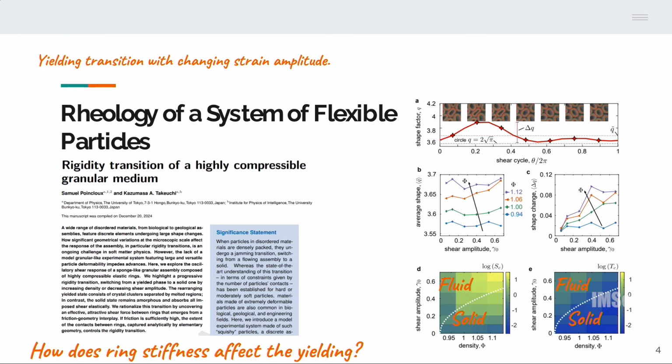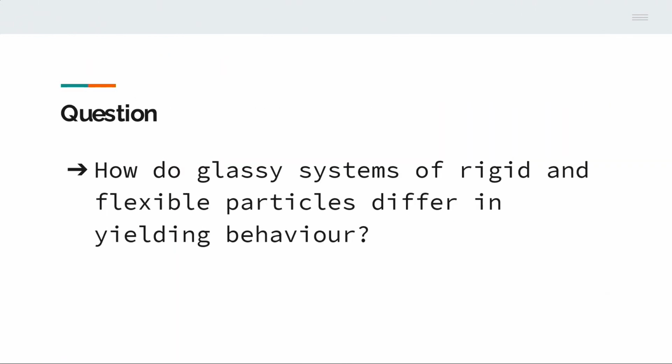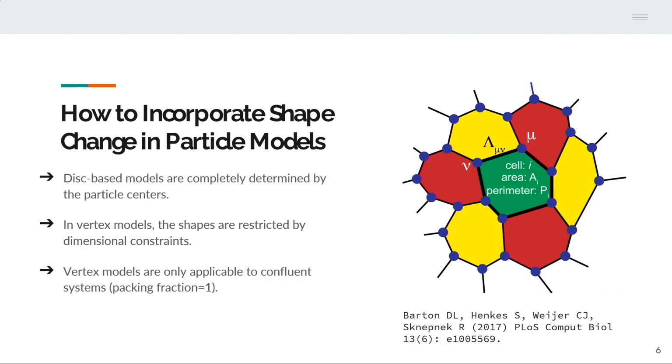So here they had just a fixed flexibility for the particles, and we want to ask the question, how does changing the flexibility of the particles affect the yielding? So in other words, how do glassy systems of rigid and flexible particles differ in their yielding behavior? So now the first thing to do there would be to consider how to incorporate shape change in particle models.